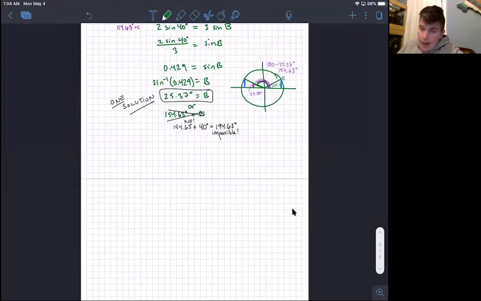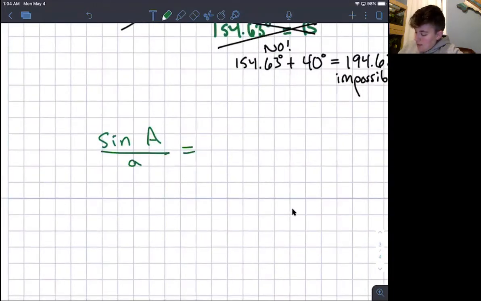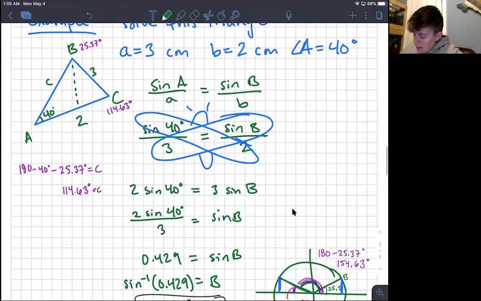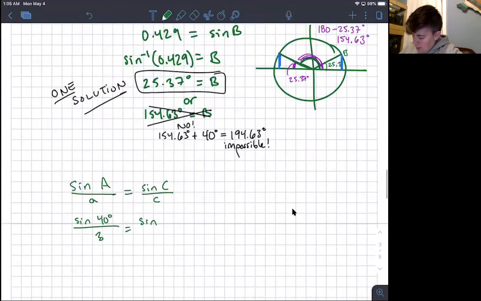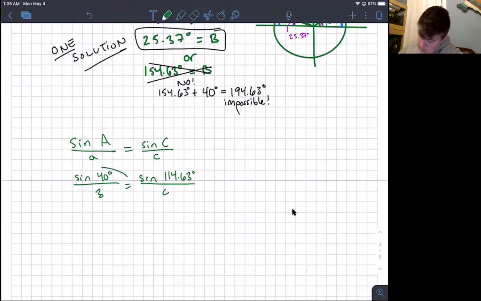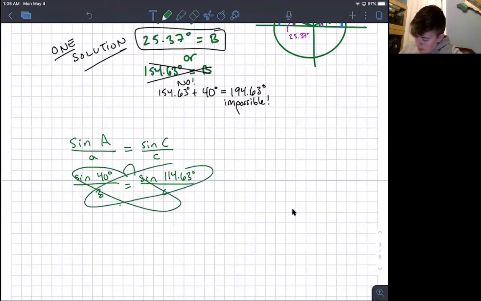Paused and you're back. I haven't done it yet, but here I go. So the sine of A over A is sine of C over C. So the sine of 40 degrees over A, which is 3, equals the sine of 114.63 over C. I'm going to cross multiply. So I've got 3 times the sine of 114.63 degrees equals C times the sine of 40 degrees.